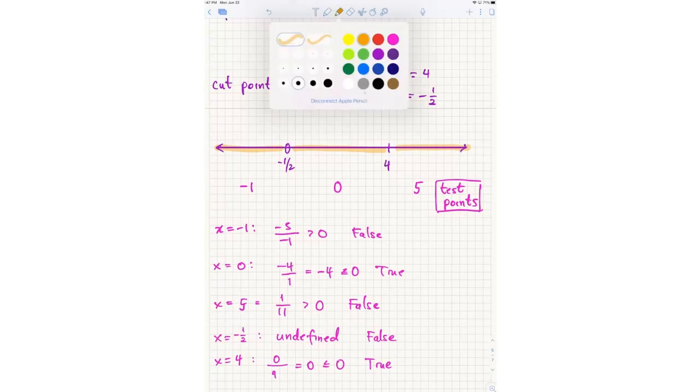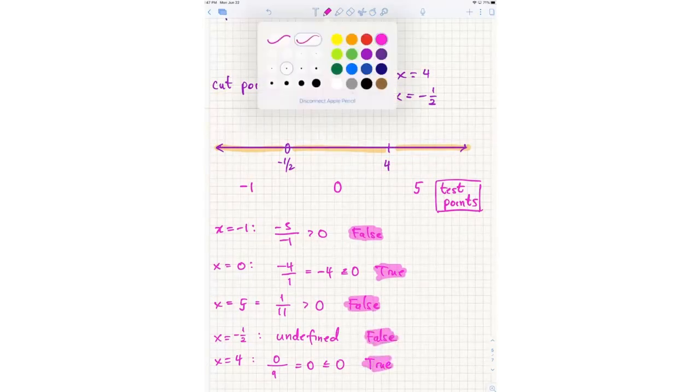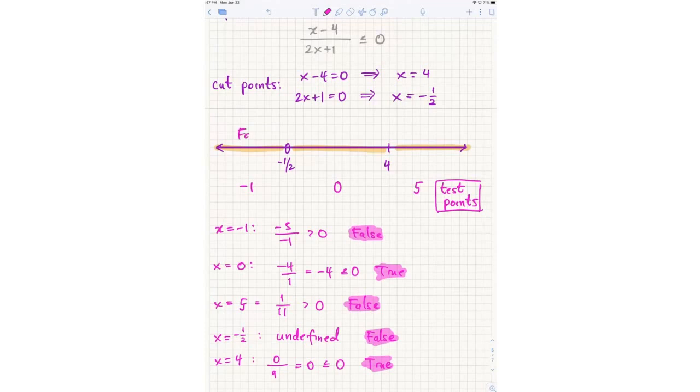Let's just put a little highlight on them. So looking back there, x equals negative 1 had false. So the entire interval, negative infinity to negative 1/2, every single value in that interval will not satisfy the inequality. It's false for the entire interval. It was true for the middle interval. It was false for this interval. It's false for -1/2. That's true for 4.